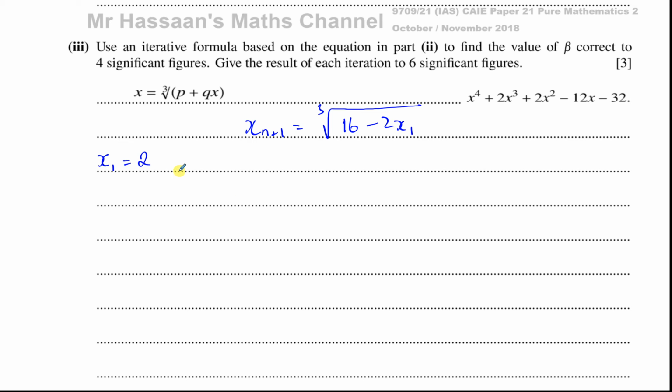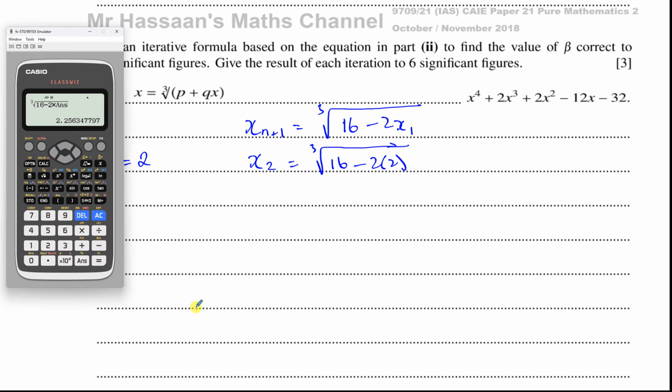Okay, so what I'm going to do now is replace the x here with 2. So I'm going to say that x2 is going to be the cube root of, not the 16th root, the cube root of 16 minus 2 times 2. With my calculator, I'm going to press 2, then press equals. That is now the answer in my calculator.